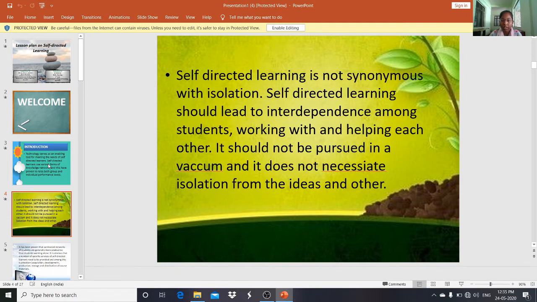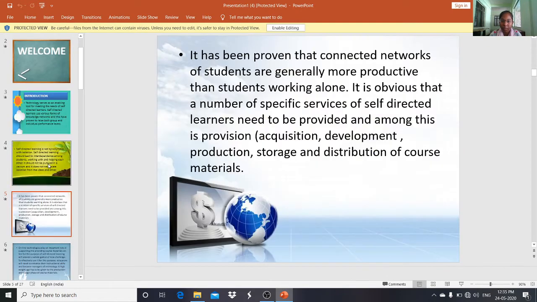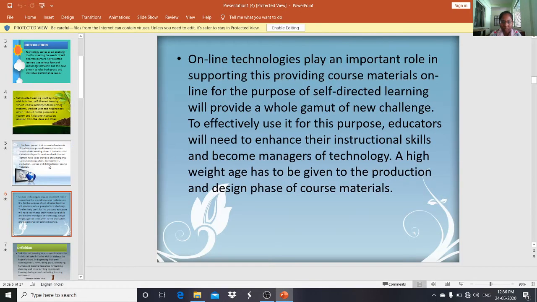Self-directed learning should lead to interdependence among the students, working with and helping each other, and it should not be perceived in a vacuum. It does not necessitate isolation from the ideas of others. It has been proven that connected networks of students are generally more productive than students working alone. It is obvious that a number of specific services for self-directed learners need to be provided, and among these is the provision of acquisition and development, production, storage, and distribution of the course materials.